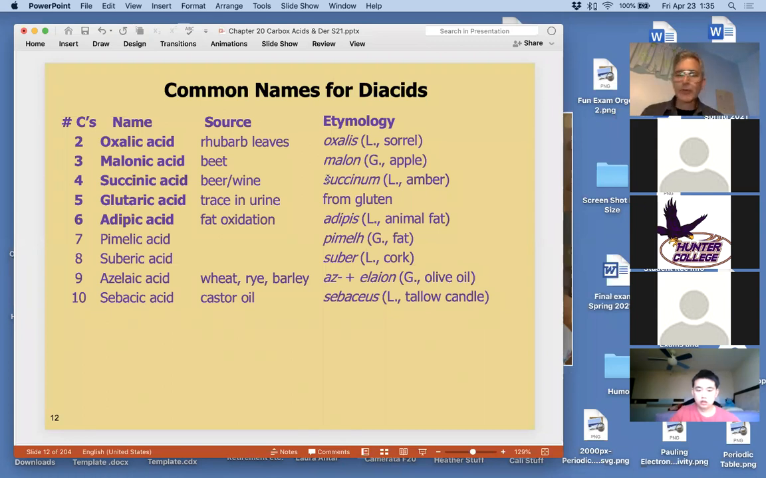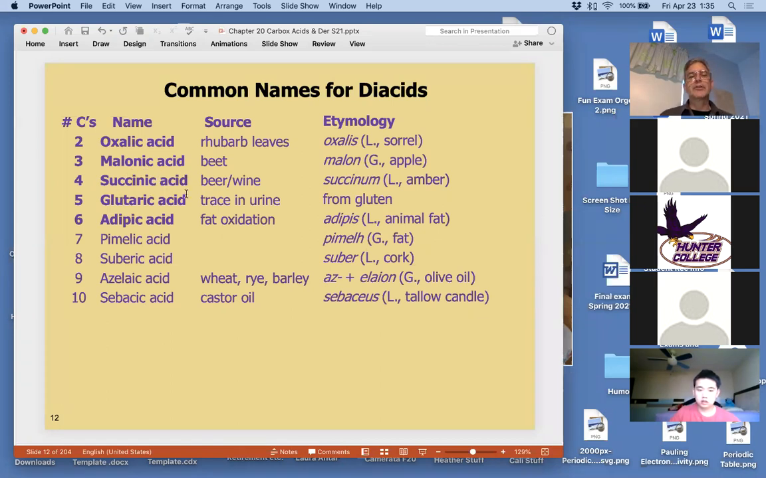I taught as a visiting professor at Vassar College for a year. They have an amber lab. You give them a piece of amber, they'll tell you where it came from. You know, they analyze it. And succinic acid derivatives are very common in there.